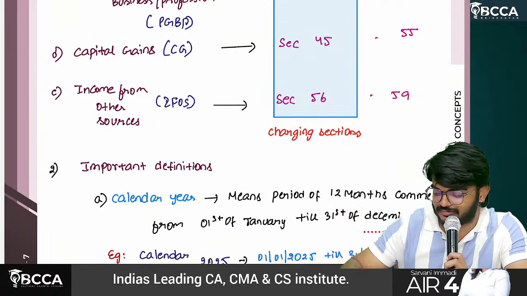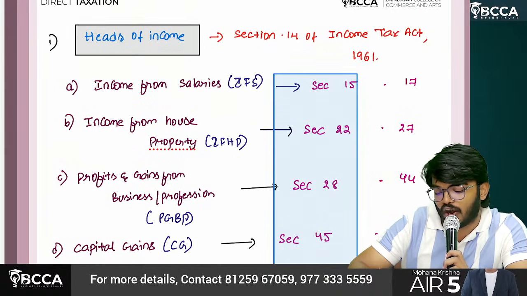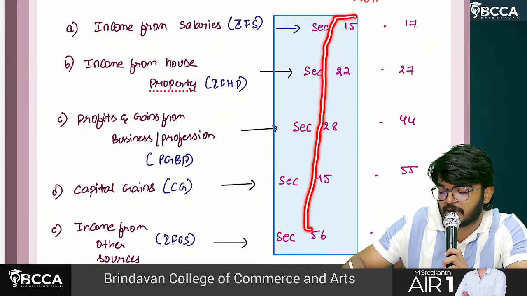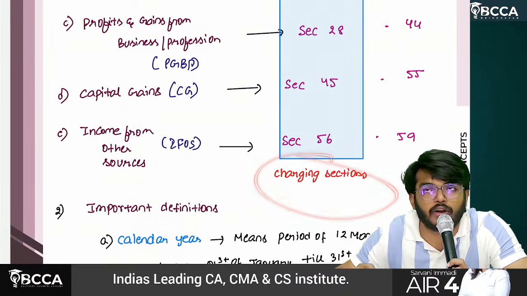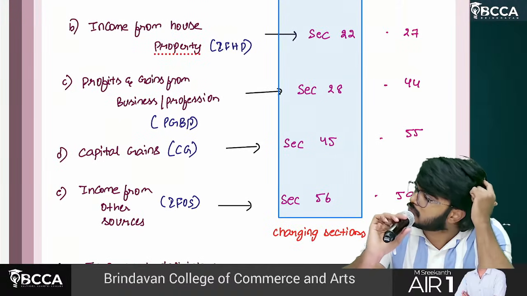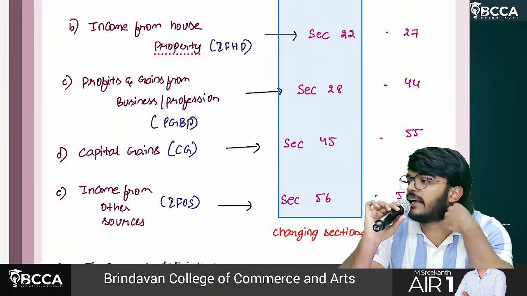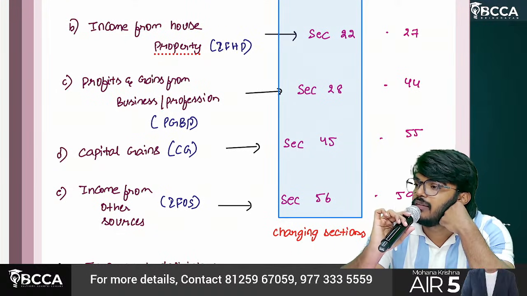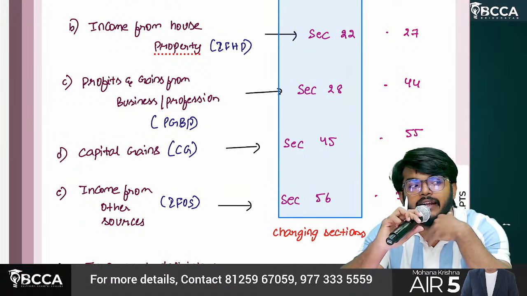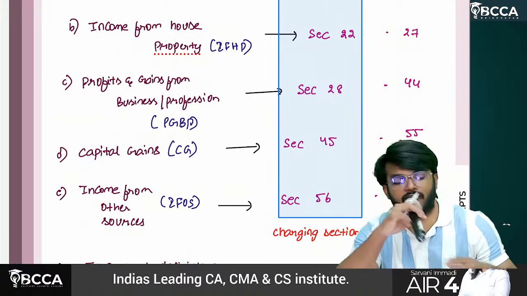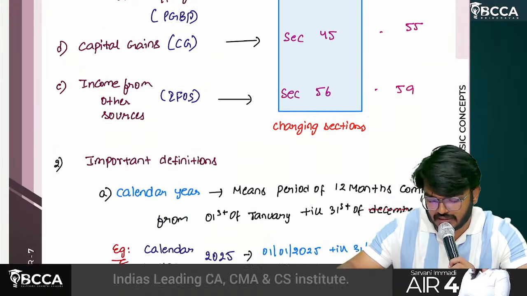Okay. So if you remember all these 5 heads of income, the first section in each is nothing but the charging section. Quickly tell me, what is the charging section for income from house property? Section 22. PGBP, section 28. Capital gains, 45. Other sources, 56. Super.